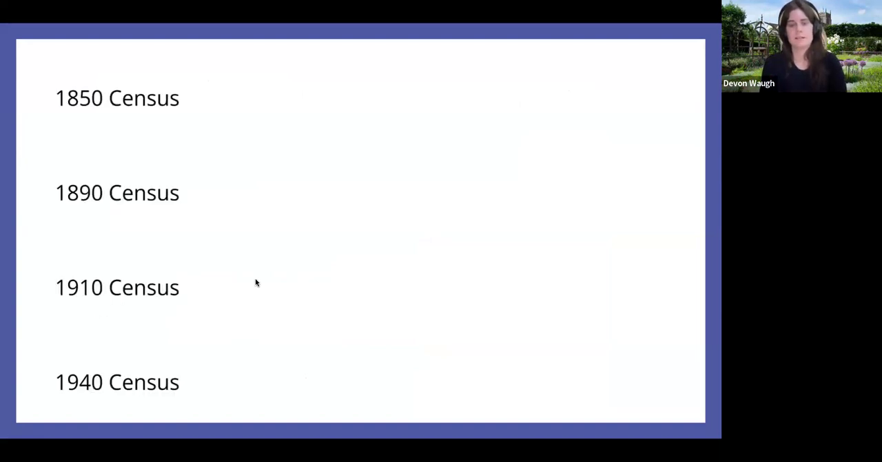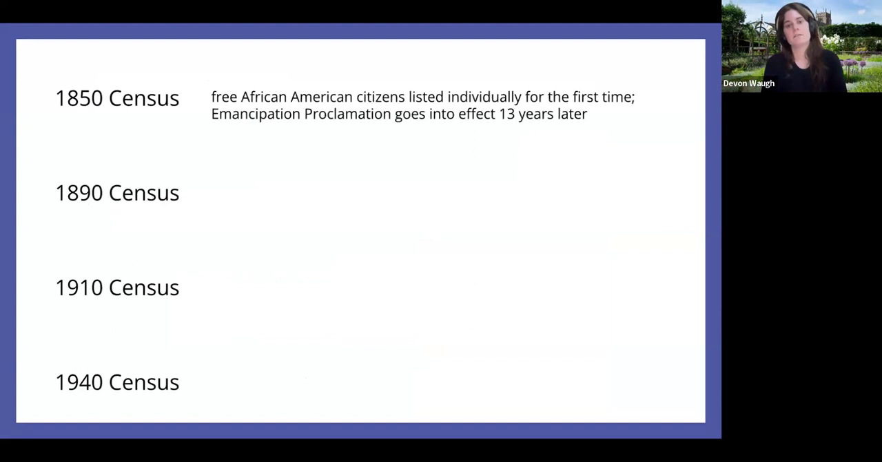The census changes every 10 years. 1850 is when free African American citizens are listed individually for the first time, but the Emancipation Proclamation goes into effect 13 years later. What that means is the slave schedules are particularly important for 1850 and 1860. 3.9 million people are listed in these slave schedules, making up 40% of the population in the southern states at the time. With those slave schedules, you do have to search by owner name, and I'll show you what that looks like.